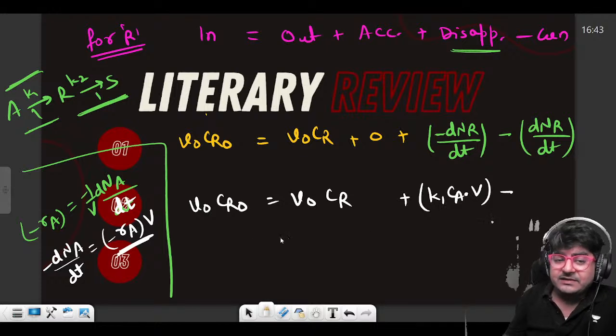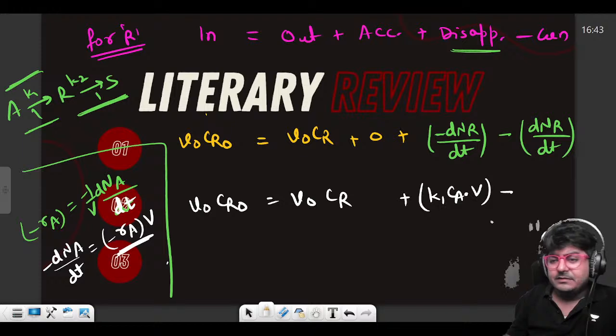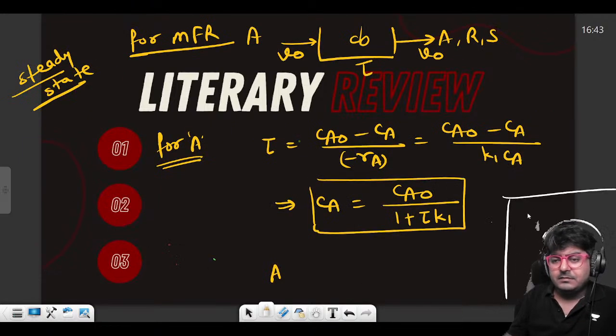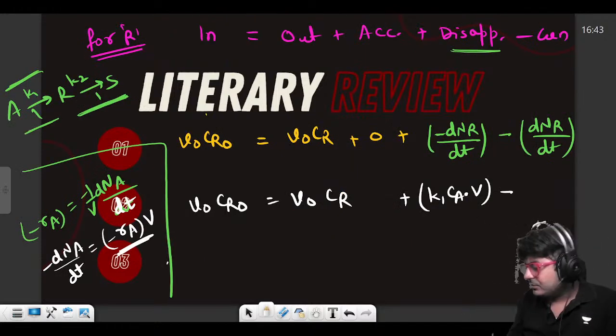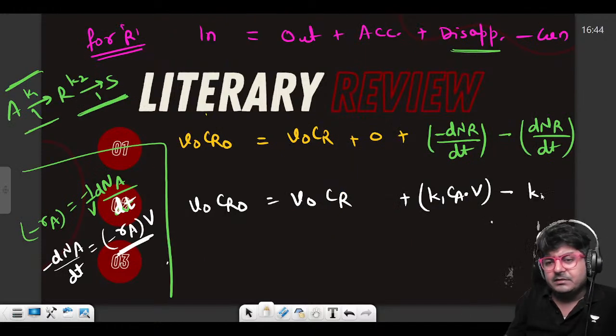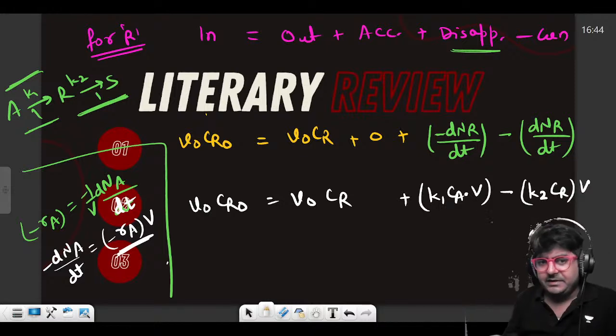जब जनरेशन की बात करते हैं तो आपको ये भी याद होगा, RB को हम कैसे लिखते थे? RB was 1/V DNB/DT. So DNB/DT was used to be RB into V, है ना. RB की वैल्यू भी आप यहाँ लिख सकते हो, that will be K2 CR multiplied by volume. Correct. So that's how you can write them separately.